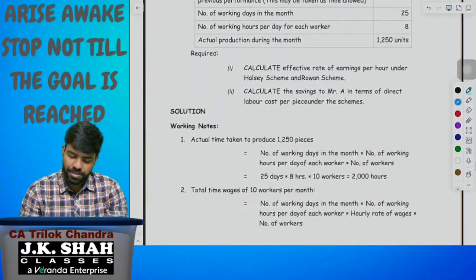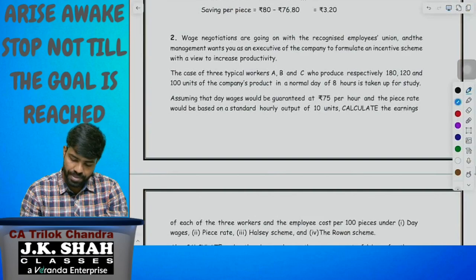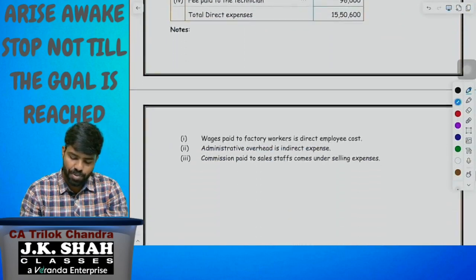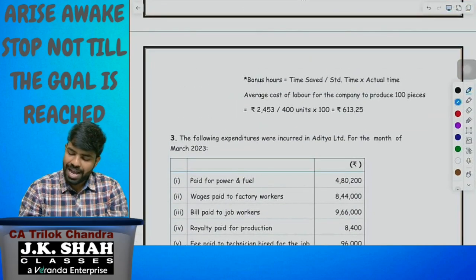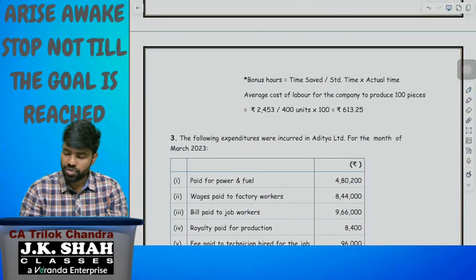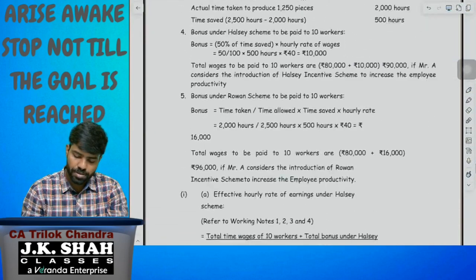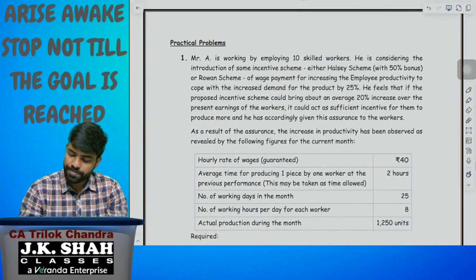Practical questions. Simple questions are there, but one question is important. I'll solve that question. Question number 1 is important. I'll solve that. Remaining questions you can manage. Very simple questions. Look at question number 1.